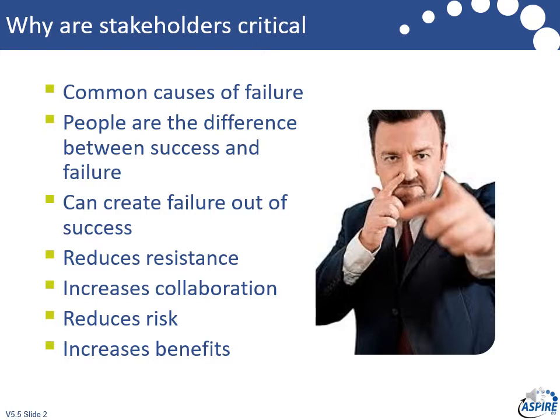So, as I was saying, there are common causes of failure. People are the difference between success and failure, and that's really about seeing your internal team as stakeholders. Because if they're not fully motivated and not telling the world what a great program and project you're running, then they in effect can create an anticipation of failure. Good communications reduces resistance, increases collaboration, risk is linked to stakeholder resistance, and benefits. Stakeholders are great at spotting things they can do with new facilities that you as a program and project team may not have thought of.